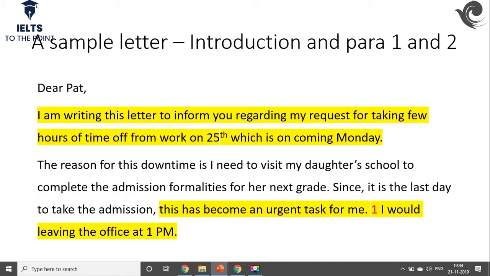Actually, you can't say downtime. Downtime is not the regular English word that we should use in our letters or in our formal or semi-formal letters. Downtime could be for machines, not for people.